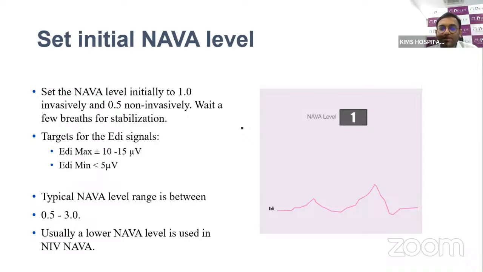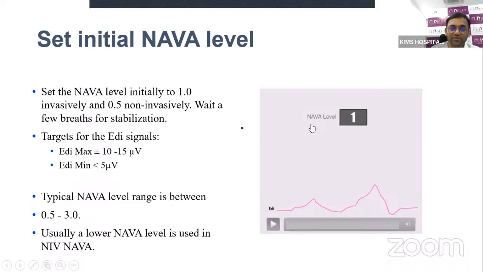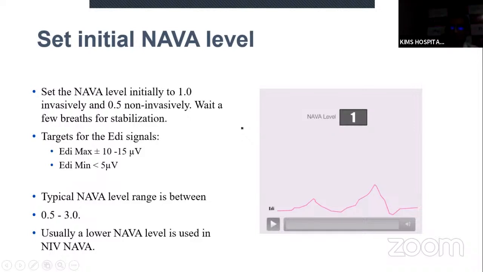Typically, the NAVA level, as we said, is between 0.5 and 3. As we have seen, non-invasively we provide 0.5 and invasively we start with 1. Suppose we start with 1. Based upon this NAVA level, that is the amount of assistance provided by the ventilator for the breathing.